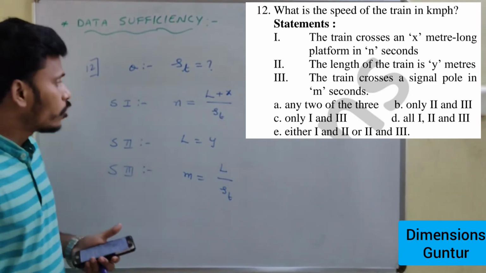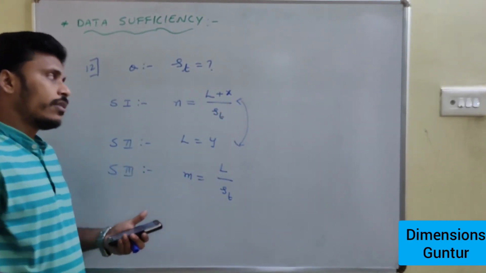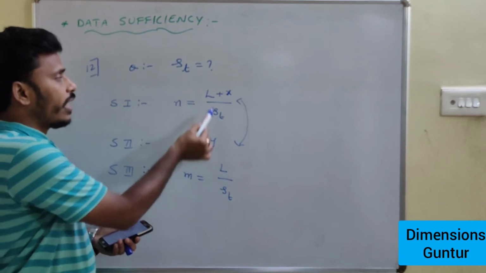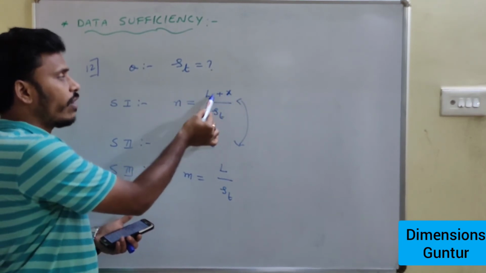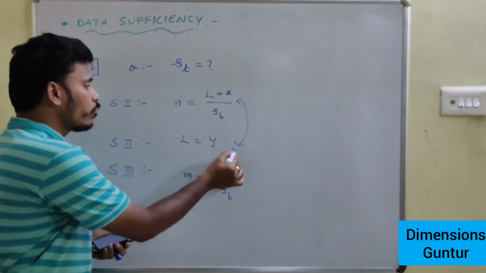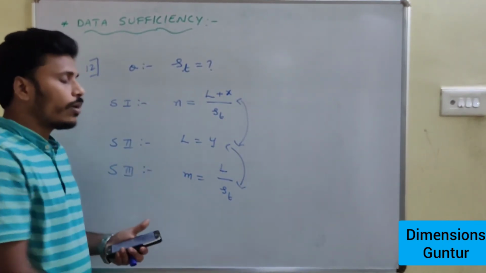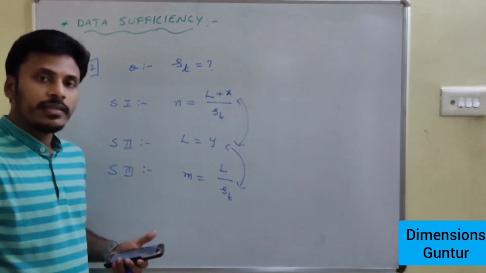Speed of the train. So if you use the first two statements, directly you will get the speed of the train by replacing L with y. X is given, y is given, n is given, you will get the speed of the train. Or you may use statements 2 and 3. If you replace L with y, directly you will get the speed of the train as y by m.